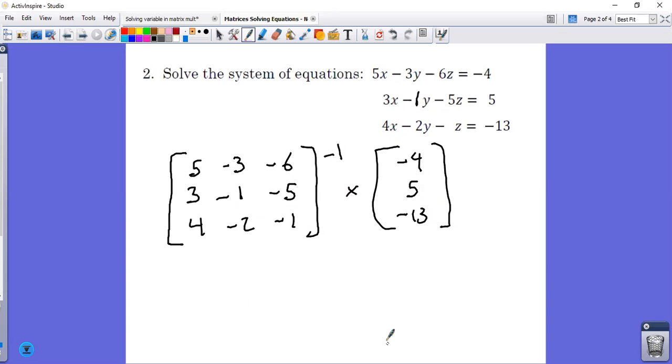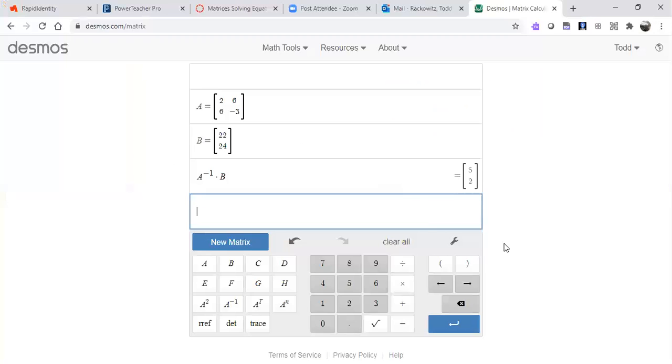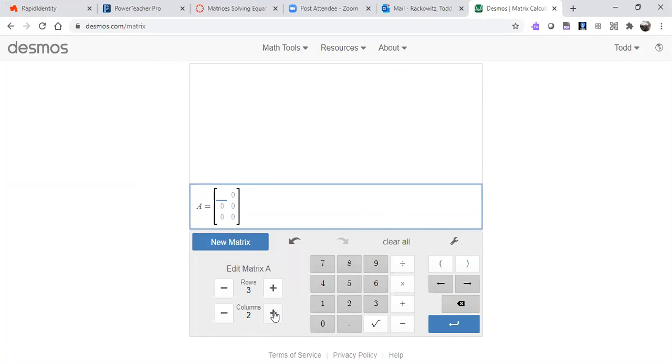So go over to Desmos. Clear all the old ones out. New matrix is a 3x3 now. And it was 5, -3, -6.